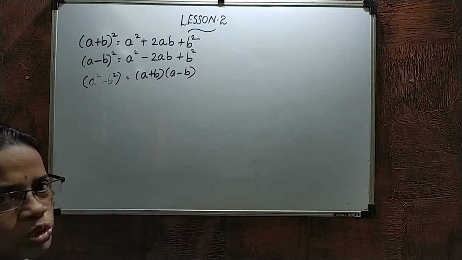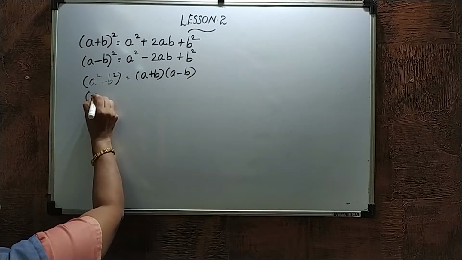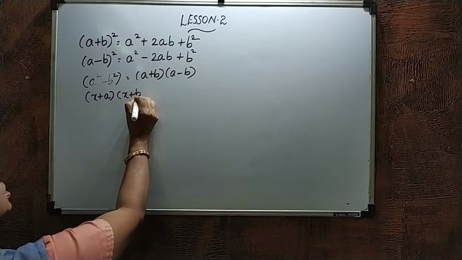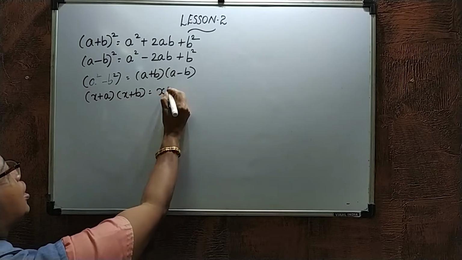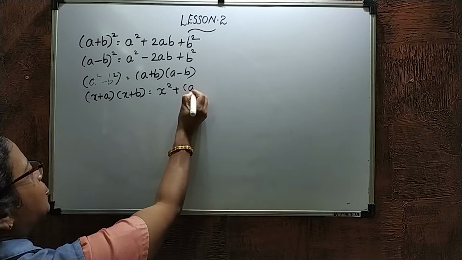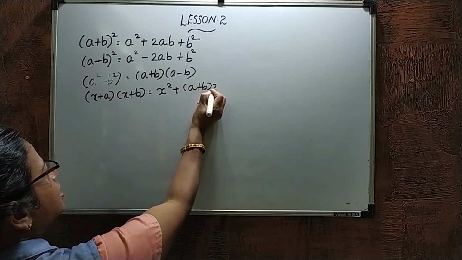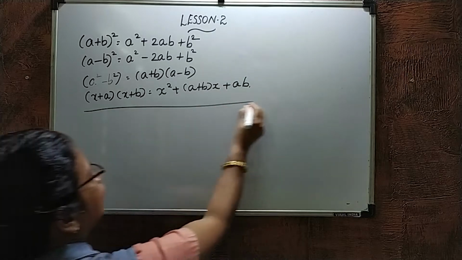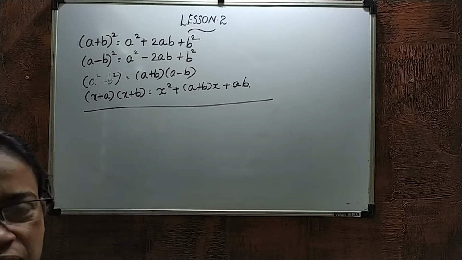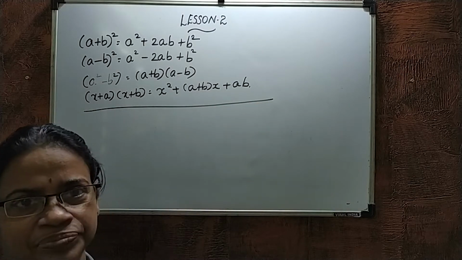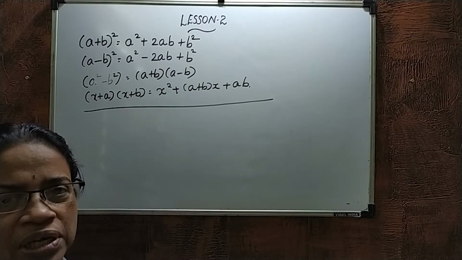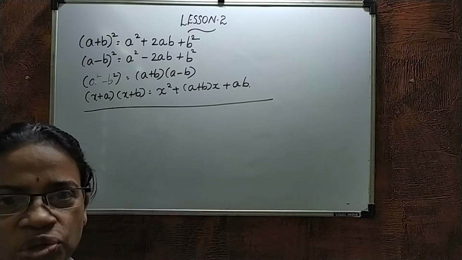And the last one, the fourth one we studied: x plus a into x plus b equals x square plus a plus b into x plus ab. These are the first four identities we learnt in 8th standard, and we are doing the problems now with these identities only.